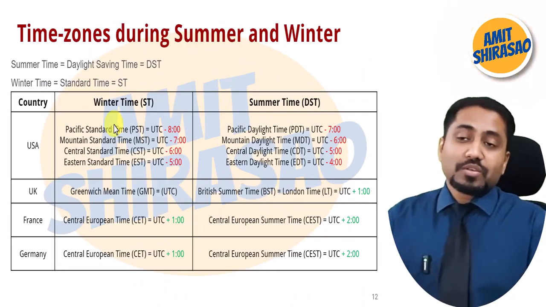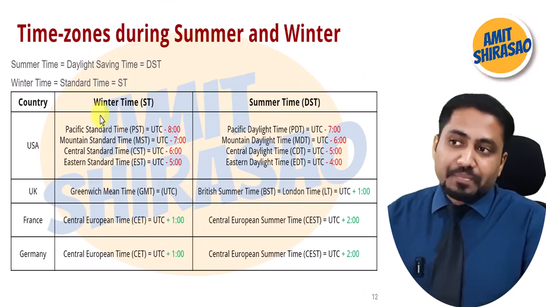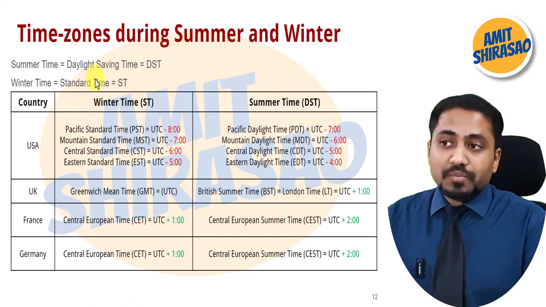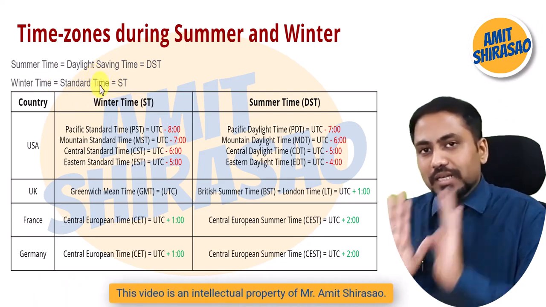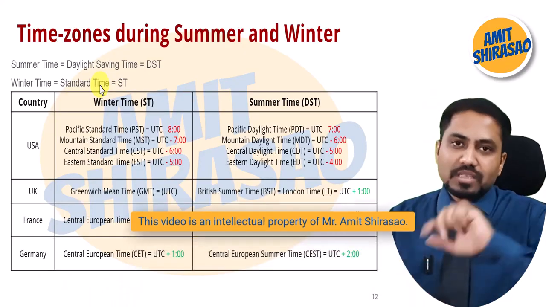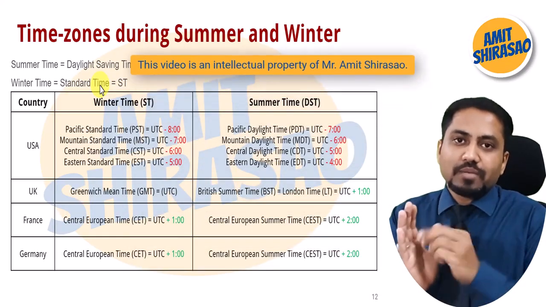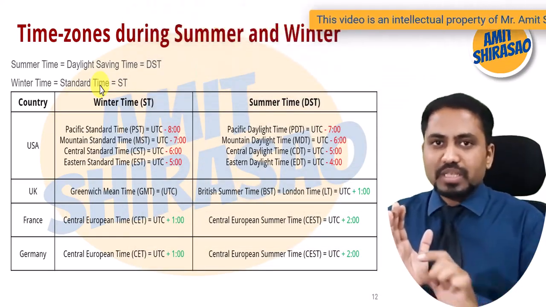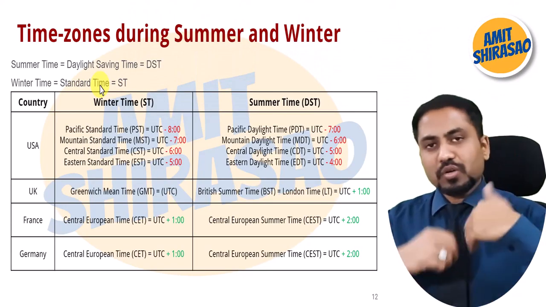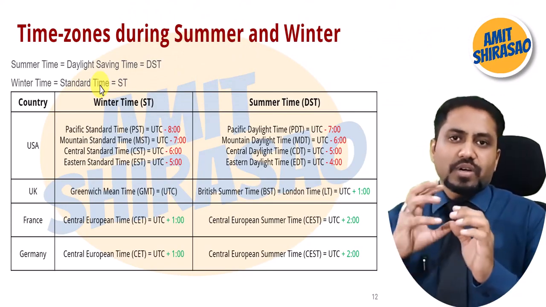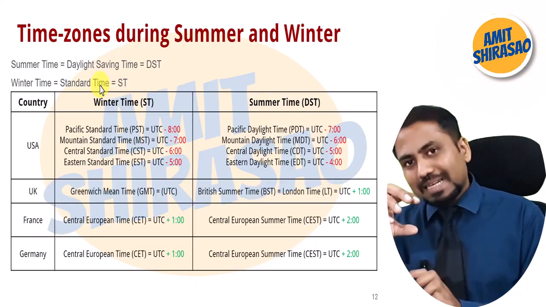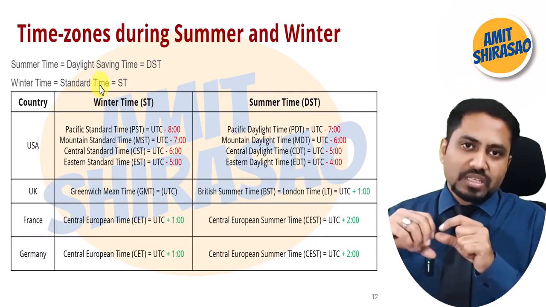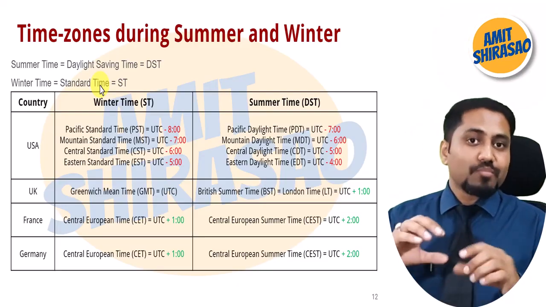Okay, now time zones during the summer and the winter. So always remember, winter is the standard time. So winter is the real time. Winter time is the real time. Summer time means winter time plus daylight saving, means 1 hour. So if you are in the northern hemisphere, summer time equals winter time plus 1 hour. If you are in the southern hemisphere, summer time is equal to winter time minus 1 hour.